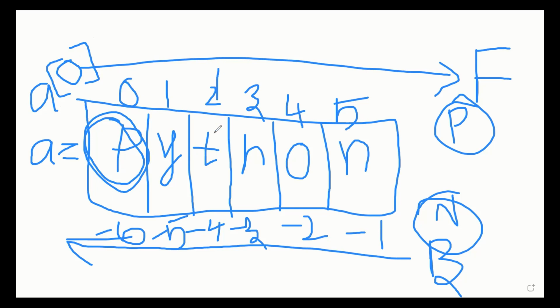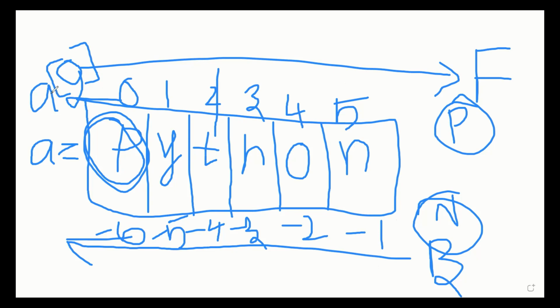Say, for example, if I want to access T, then I'll say A of 2. In this way, you have to access the elements of the string. Similarly, if I want to access the last element, I can make use of A of 5, or I can say A of -1. If you don't know the total number of elements in your string and you want to access the last element, you can say A of -1.